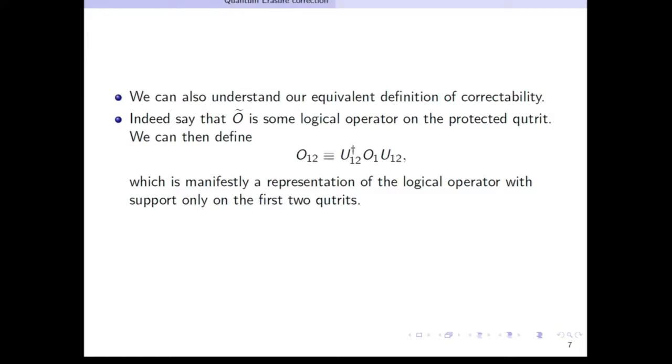And actually, this isn't special to the model. This was true in the more general discussion also. This is how you relate these two notions of correctability. And then, as before, because the U13 and the U23 also exist, there's also going to be an O13 and an O23. Okay, so I can represent these logical operations on any two of the qutrits.